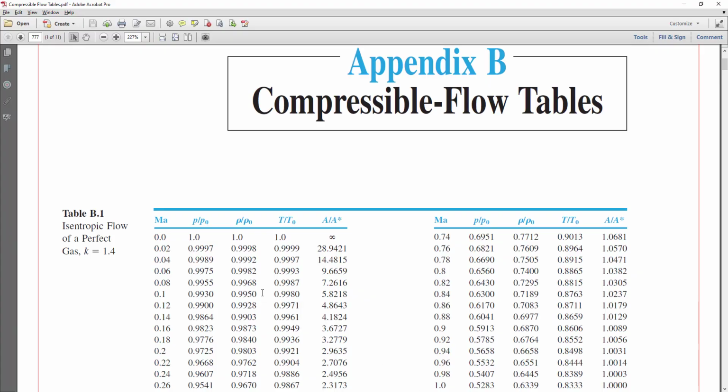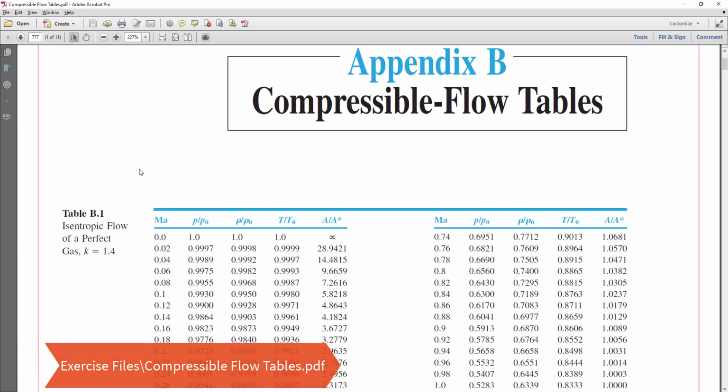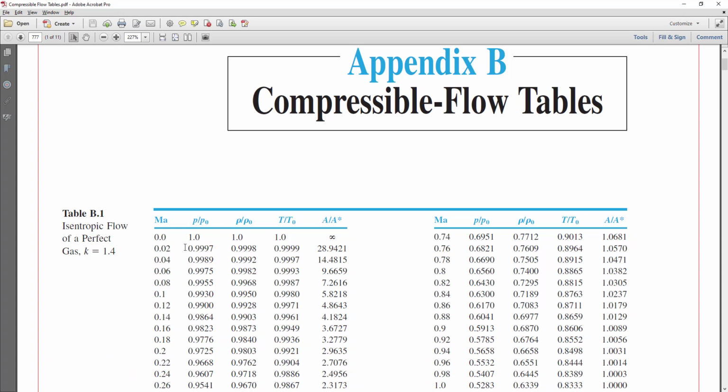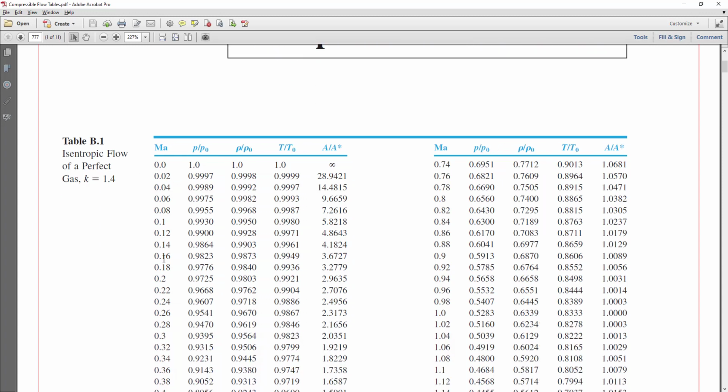So if we go to this compressible flow tables.pdf, which I provided for you in the last section of this course, if you go to the last section and download the exercise files, you will see the compressible flow tables.pdf. And let's look into table B1. In this table, you have 5 columns. A column for the Mach number, another one for the ratio of pressure, the third one for the ratio of the density, the fourth one is the ratio of the temperature, and the last one is the ratio of area, A over A star, which we will talk about later on in this course. So don't worry about the last column for now.